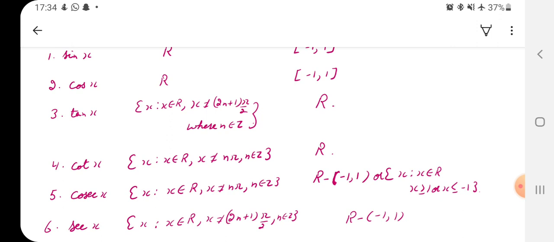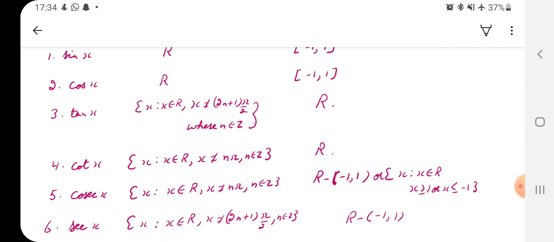Why? Because tan x is sin x by cos x. But in the denominator, cos x will not be 0. If the denominator becomes 0, it will become not defined. So we don't want 0, so we excluded the points where cos x is becoming 0. So tan x domain will be all those x such that x belongs to R and x is not equal to (2n+1) pi by 2, and its range will be the set of real numbers R.